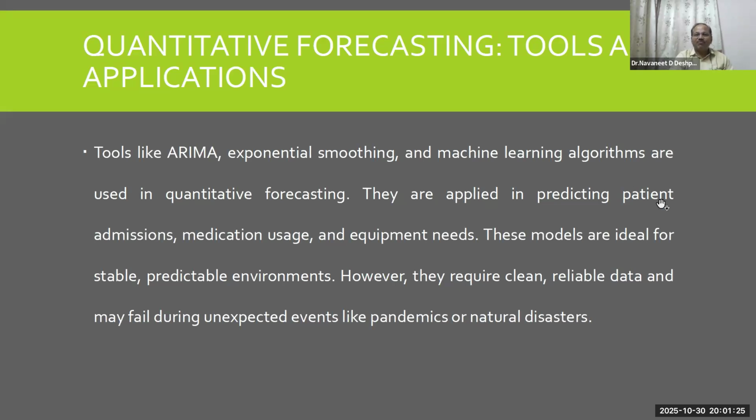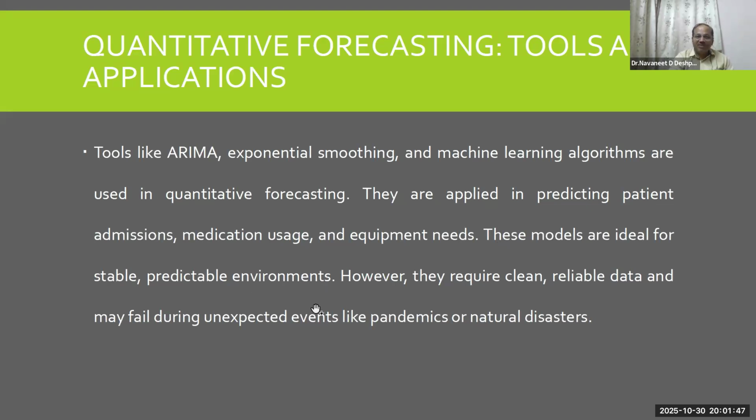They are applied in predicting patient admissions and medication usage. They have to track all this medication, whether patients can use it on their own or whether they have to be insisted upon to use it, and all those things. What motivates them, and what kind of equipment do they need, what kind of devices or medical equipment do they have to purchase themselves? These models are ideal for stable, predictable environments.